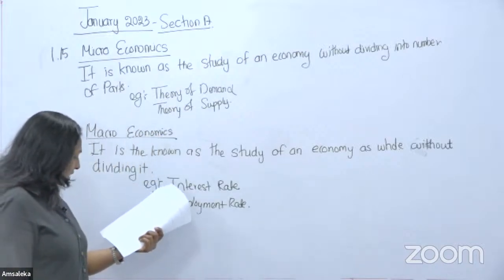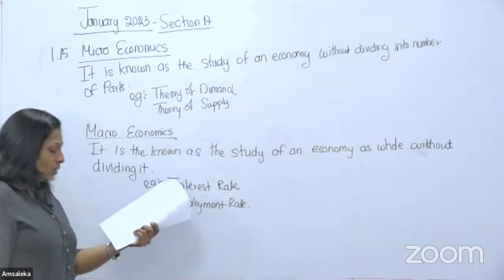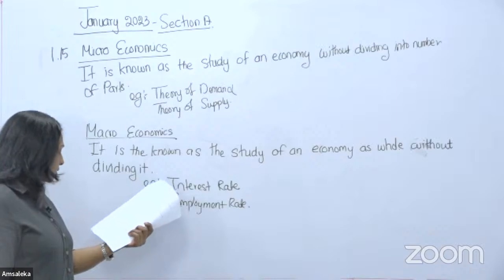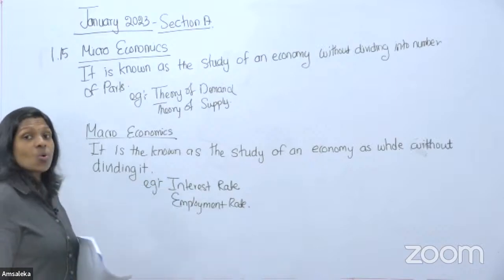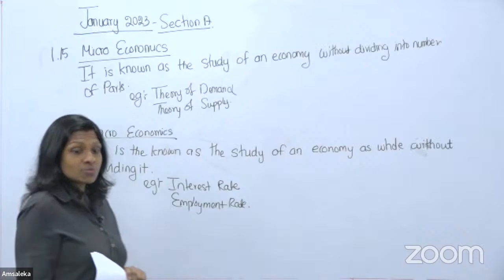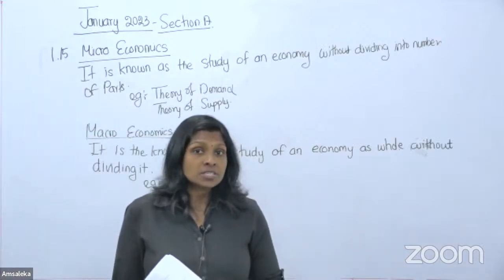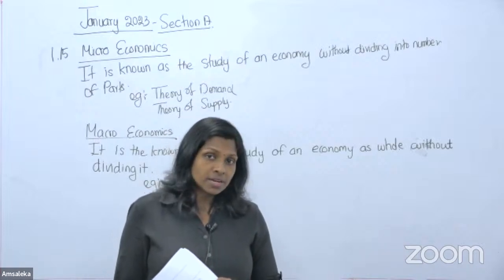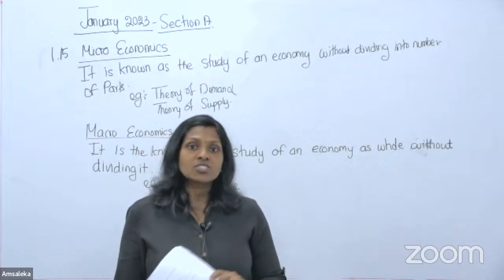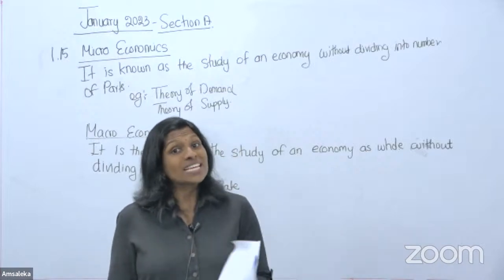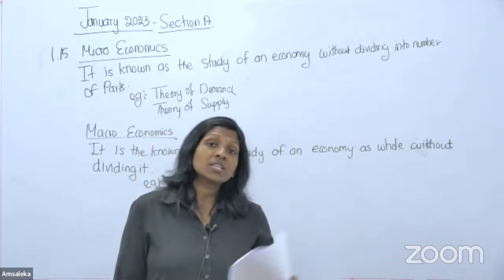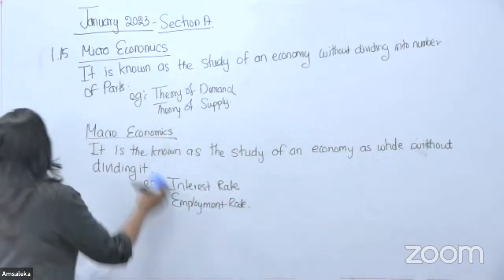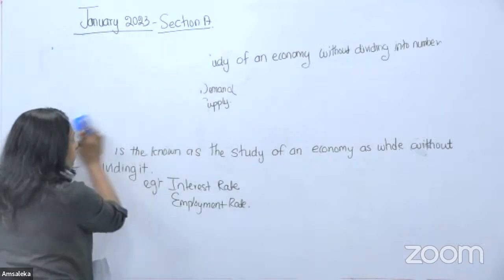Now, what's the 1.16? Explain briefly the income effect which results in the inverse relationship between price and quantity demanded. There are two reasons basically for an inverse relationship between price and quantity demanded. One is the income effect, another one is the substitution effect, right? So income effect and substitution effect. So these are the main two reasons for the inverse relationship between price and quantity demanded. Okay, so how can it be illustrated?